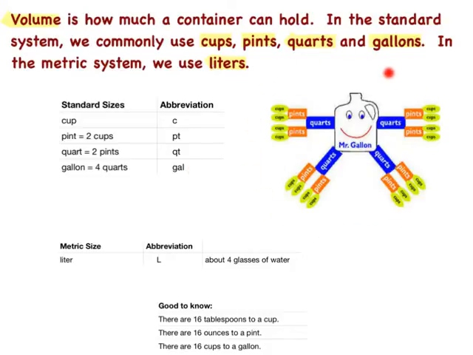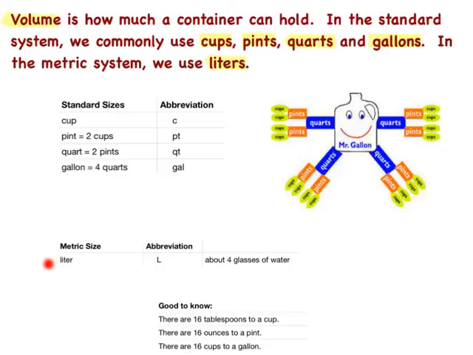Here we see a commonly used graphic organizer to illustrate how many cups, pints, and quarts are in a gallon. In the center we have Mr. Gallon Man. His arms represent the 4 quarts that are in a gallon. Each quart has 2 pints, which gives us a total of 8 pints in a gallon. And then each pint has 2 cups, which gives us 16 cups in a gallon.